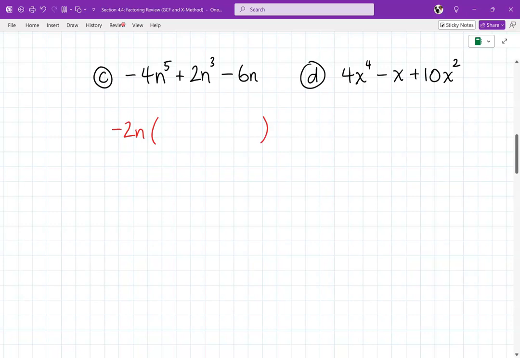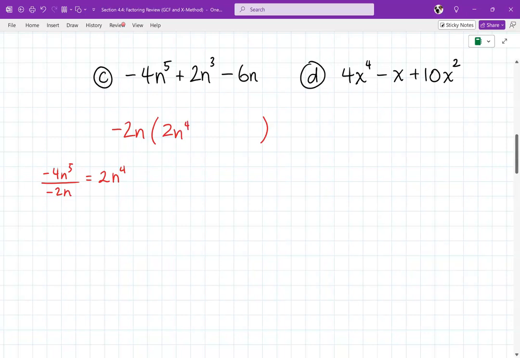Okay? And again, the work that I'm about to do, you do not have to do. A lot of people just do that in their heads, but I'm showing you the process, okay? So I'm going to get the first term, negative 4n to the 5th, and divide it by negative 2n, because factoring means to divide, right? Negative divided by a negative is a positive. 4 divided by 2 is 2, and n to the 5th divided by n is n to the what? 4th, right? So it's going to be 2n to the 4th.